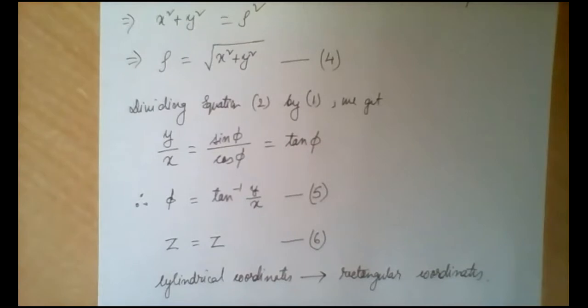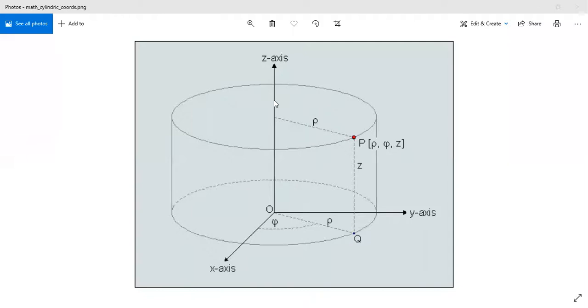Any point on the z-axis. So let us come back to the diagram again. Let me share the screen. So any point on this z-axis, what is the value of phi? Rho is 0. If this point P lies on the z-axis, rho will be 0.